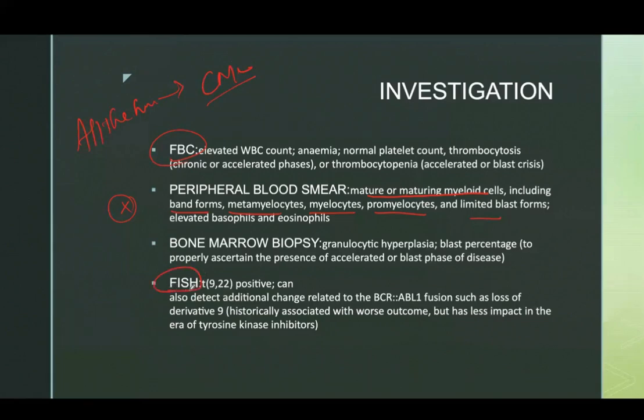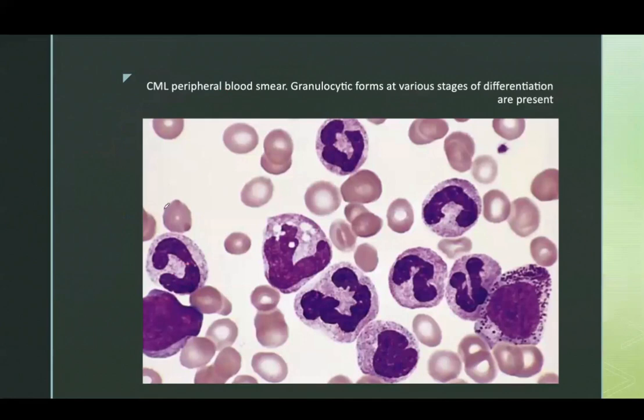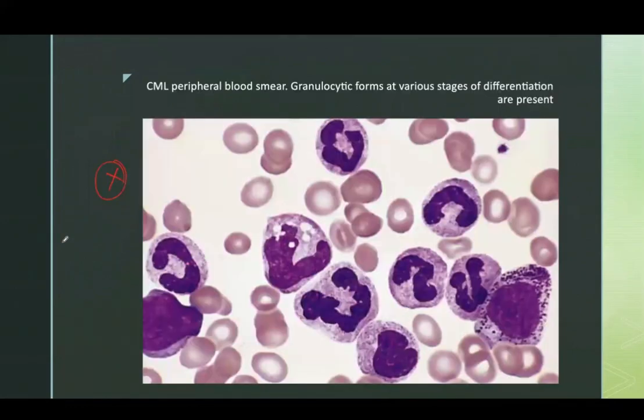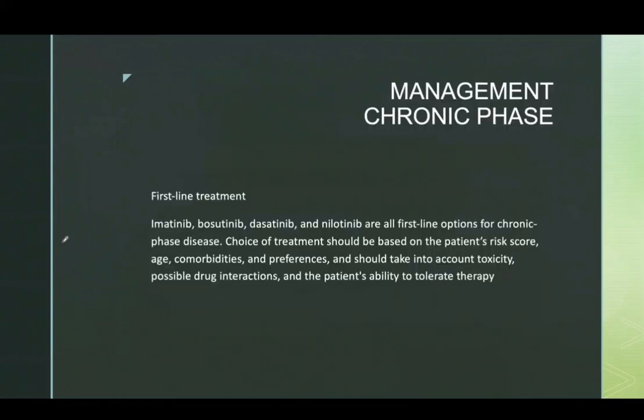And the specific investigation, FISH, will show the t(9;22) translocation. This we all know. In the CML peripheral blood smear, you can find granulocytic forms at various stages of differentiation. Part 2 people, you should know how such a smear will look. And part 1 people, you should be able to catch the diagnosis if the investigation table shows promyelocytes, myelocytes, metamyelocytes, and cells at various stages of maturation. Then you are dealing with CML.